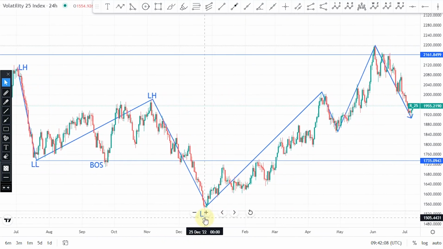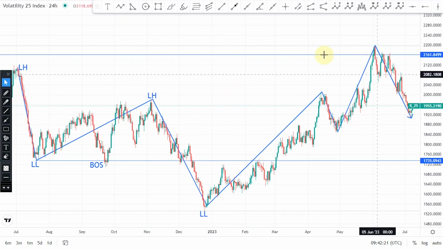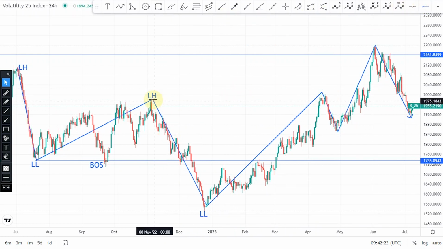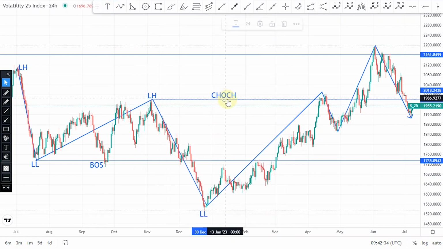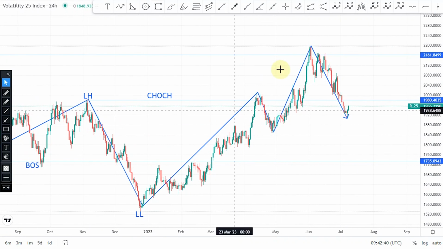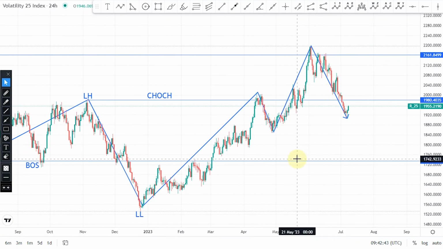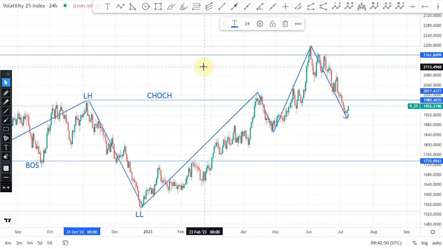Now, at the end of a downtrend, the market will no longer break structure. And at the end of a downtrend, it means an uptrend is about to start. So at that point, what we have is a change of character. So with this, we now know that the downtrend has ended and the uptrend is about to start or is starting.